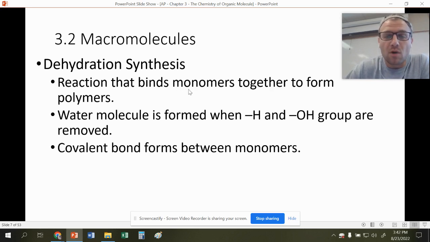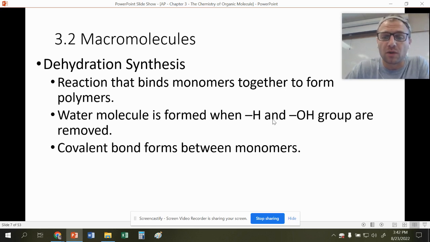Okay. What is a monomer? Think of mono meaning one. It's just a single molecule or a single unit. Polymers, think poly meaning many. So there's many. So this is a reaction where we are going to bond a bunch of monomers together to form a polymer, which is a larger unit. So there's a lot of smaller subunits of the monomers in the polymer, the larger unit.